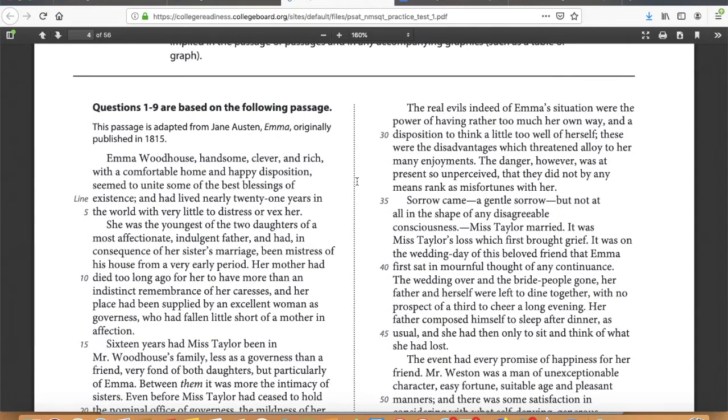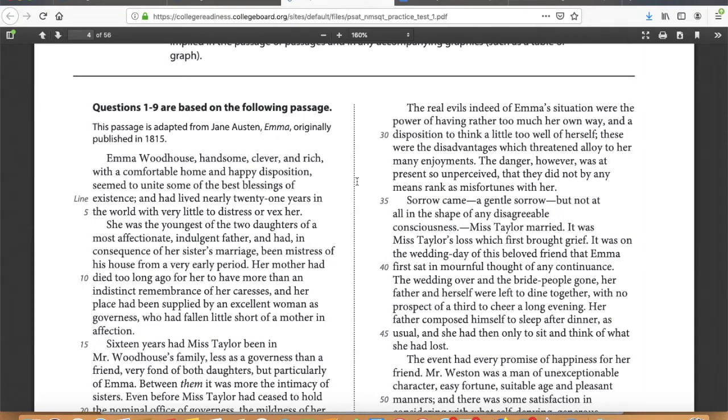So her mother had died too long ago for her to have more than an indistinct remembrance of her caresses. So what does that mean? That she can barely remember it. She barely remembers her mother. All she has is an unclear memory of her touch. That's it. Does that make sense, Caden? Yes. Okay, let's keep reading.